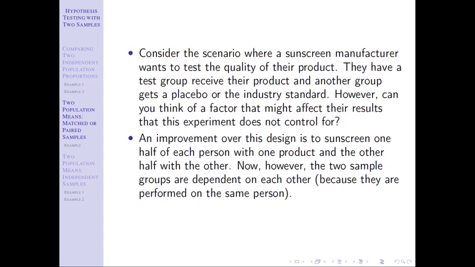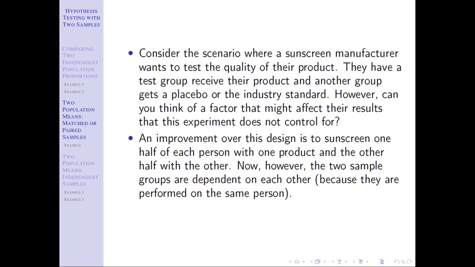However, we have something to be concerned about because the sample groups are now dependent on each other because they are performed on the same person. So now the data, we basically put the sunscreen on the right half and the industry standard or the placebo on the left half. What happens on the right half is dependent on what happens on the left half. Remember what the definition of dependence is. If you want to pause and go back, you can.